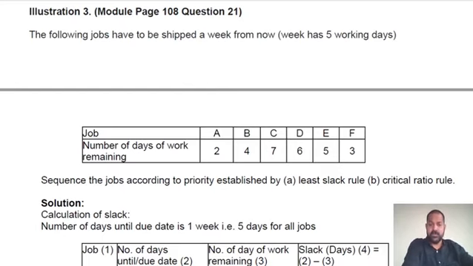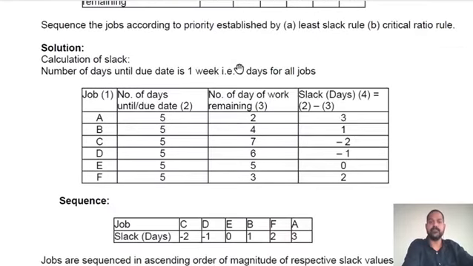The following jobs have to be shipped a week from now. Week has 5 working days. So I know our week has 7 days, but their working week is only 5 days. 2 days is an off. So when they say that the jobs have to be shipped, you mean every job has to be shipped. By when? In the next 5 days. Okay. What is it that you want me to do?